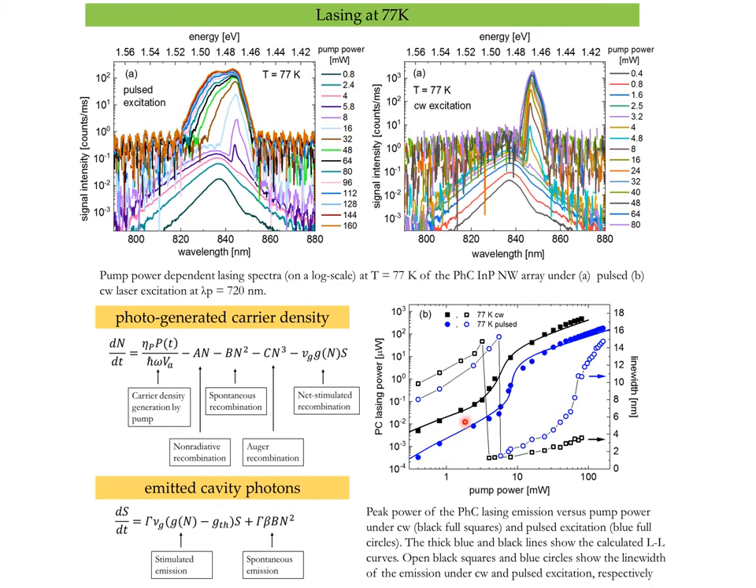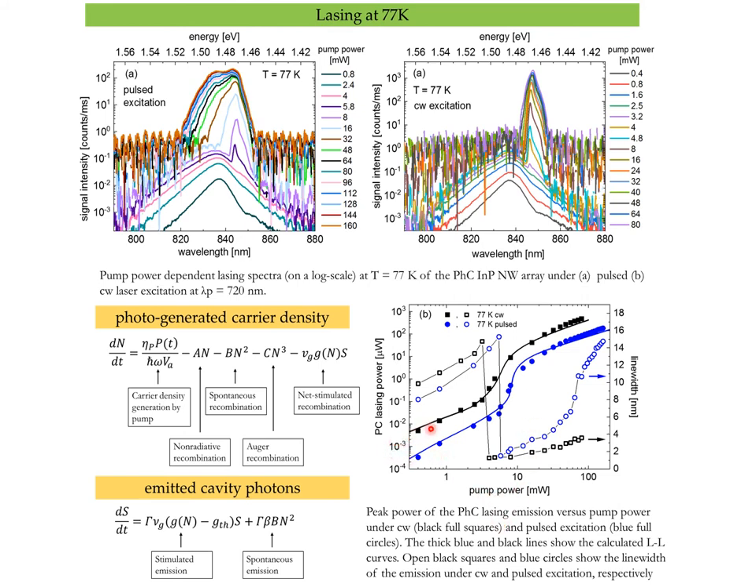The black and blue solid blocks show the experimental emission power. The black and blue open blocks show the emission linewidth. The transition between the photoluminescence domain and stimulated emission domain can be observed by the sudden change of the linewidth.